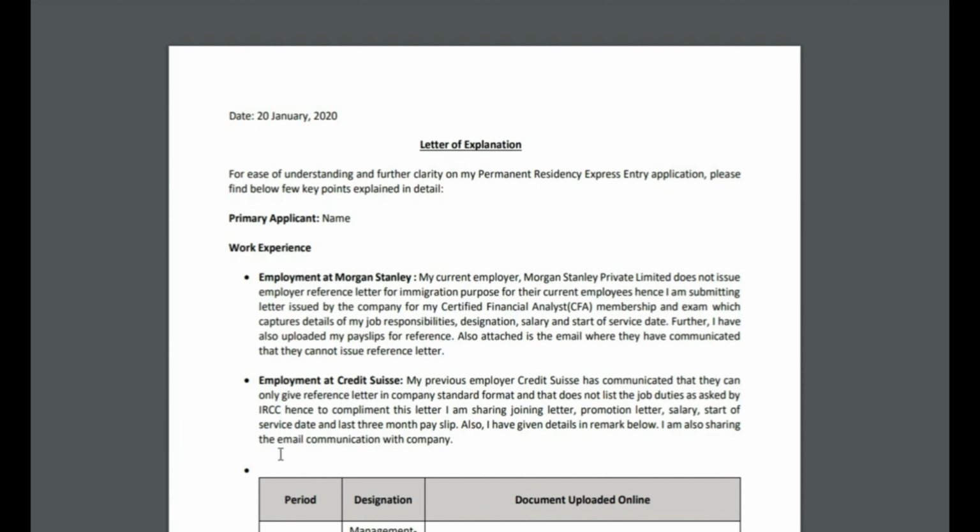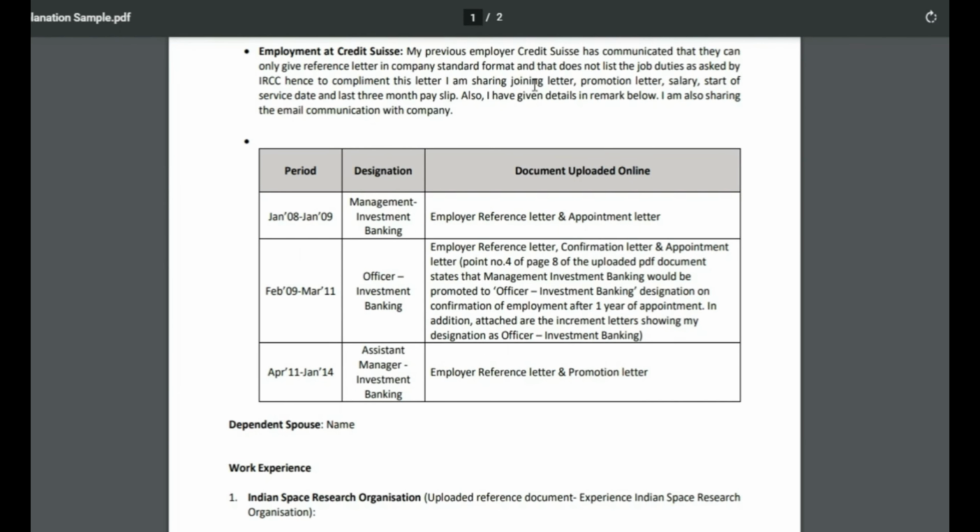So here she is clearly defining that she communicated and company has responded in email. If that is available, it is better to be put so that the loop is closed. And since the company said that they have a standard format in which they will give and that did not capture the details what IRCC wanted, she made this table and she gave all the reference document. So the period is mentioned, what her designation was, and document uploaded online, employer reference letter and appointment letter. Then for this period, her designation, employer reference letter, which is the same document, confirmation letter and appointment letter.